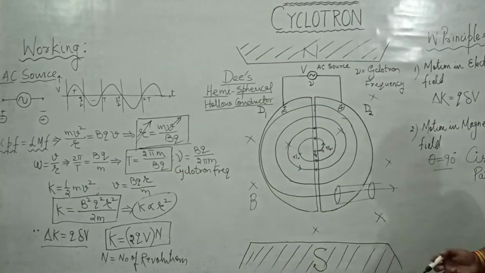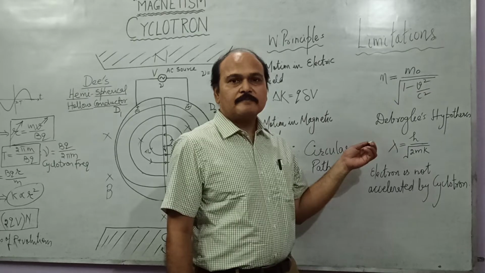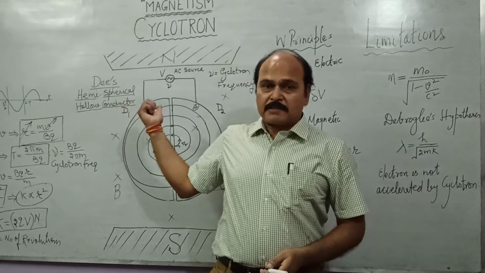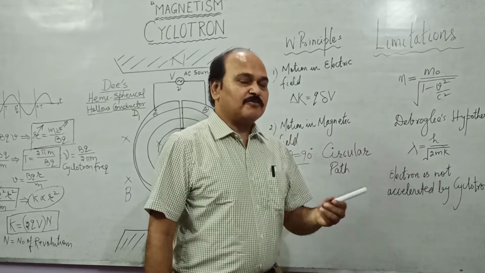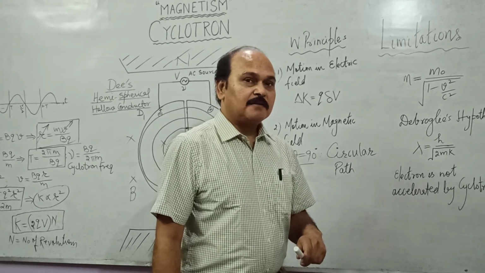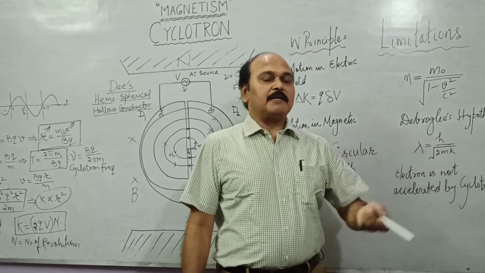Well, there are certain limitations associated with the device. Obviously, this charged particle accelerator is not used to accelerate neutrons, as neutrons are neutral particles, not charged particles. Well, there is a limitation to the speed we can impart to a particle.